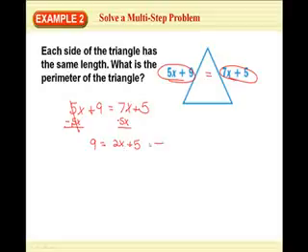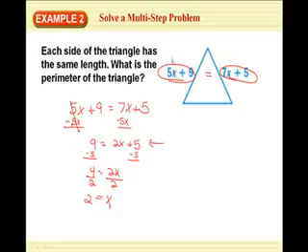Now this should look familiar. It's what we just did in the last lesson and what we've done in previous chapters. I minus 5 from this side, minus 5 from this side. 4 equals 2x. Divide both sides by 2. X equals 2. Let's check it out.